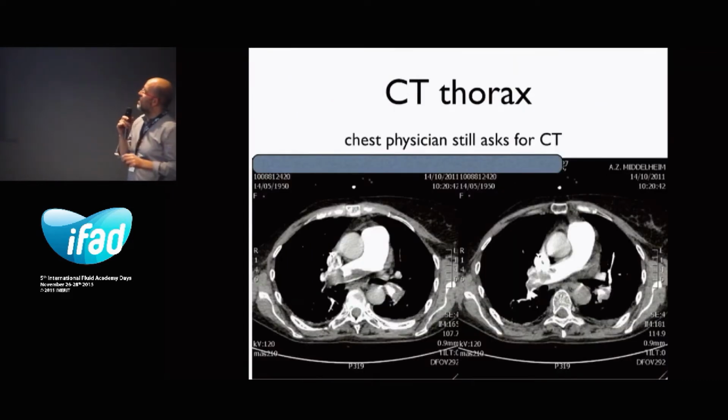But of course, chest physicians still ask for CT scan. You do not need it for your diagnosis and your treatment. So for ER and intensive care, you're finished. You can have perfect treatment. Afterwards, we did a CT scan and found major pulmonary embolisms.